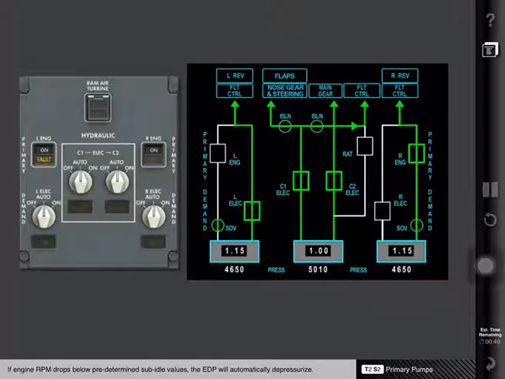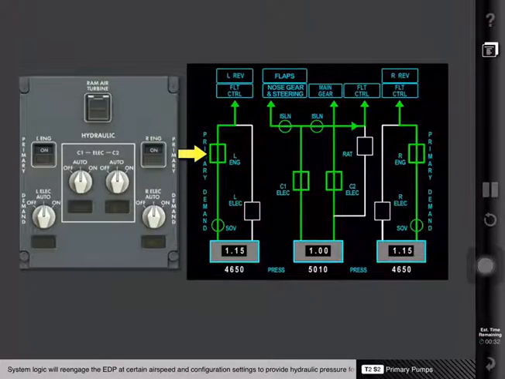If engine RPM drops below predetermined sub-idle values, the EDP will automatically depressurize. Depressurizing the pump at low N2 values helps maintain the engine's windmill start capability. System logic will re-engage the EDP at certain airspeed and configuration settings to provide hydraulic pressure for landing operations.